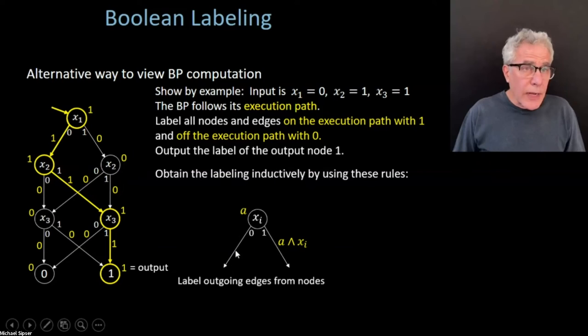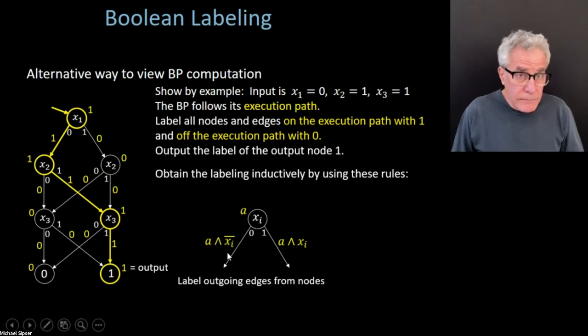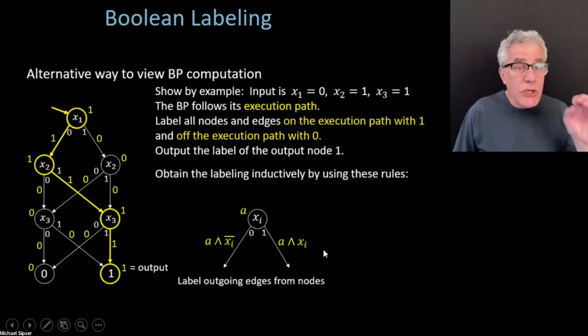Okay, now the other branch, I'm only going to go down this edge if A is true, so I did go through that node, and xi is false. So this is going to be A and the complement of xi. All right, so that's how I'm going to label these. This is another way of giving these expressions for labeling these edges based on the label of that node.